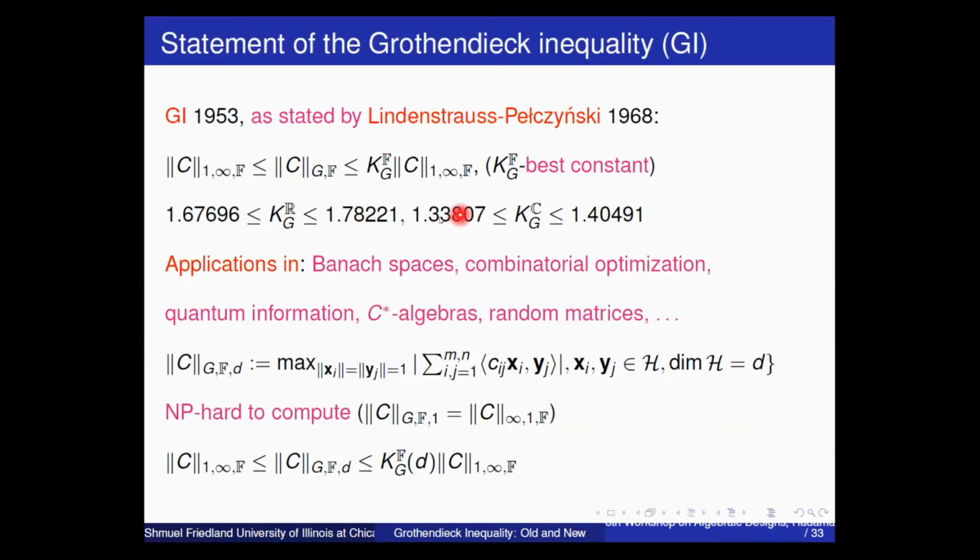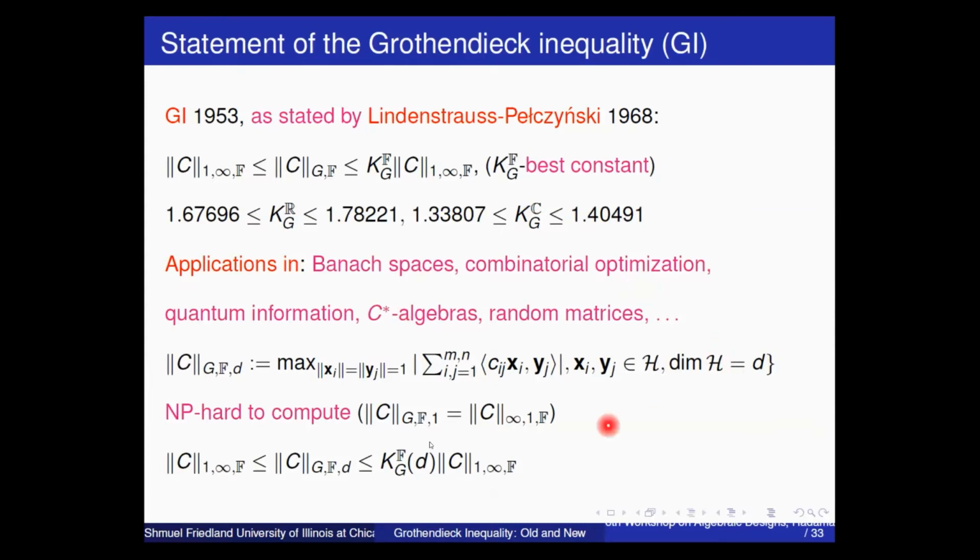Asaf Naor. But there were some other authors who actually showed that instead of this inequality by Krivine, you can actually take it minus epsilon, where epsilon, God knows how much that is. Okay, and this inequality was proven, the upper bound was proven by Hagerup, very nice paper, as you expect from Hagerup, and this one is just an example. Okay, so its application in Banach spaces, combinatorial optimization, quantum information, C-star algebras.